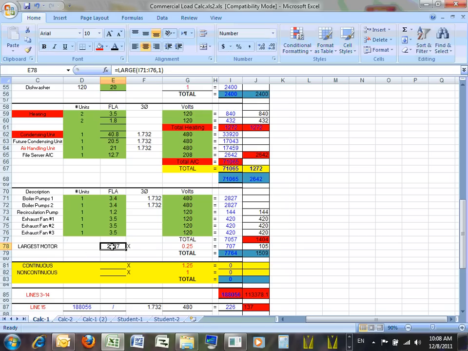So if anybody wants the math in that function, it's very easy. You type equals LARGEST, open brackets, and grab all the cells that you want. In this case, these cells, you can see them. Excel will go and look at all these numbers and pick the largest number. You can use MAX too, or MIN, these Excel functions. Then you multiply it by 0.25, and then you add them up. So here, 7.7K is the total for the motor load that I have.